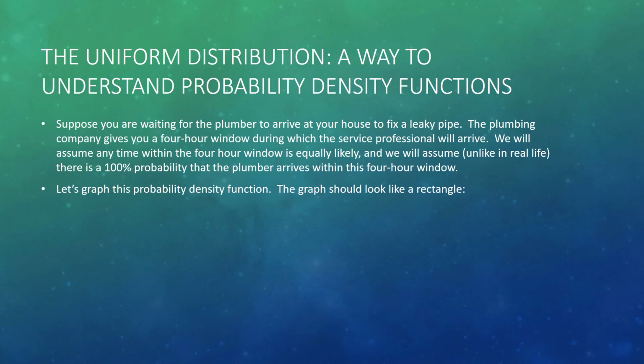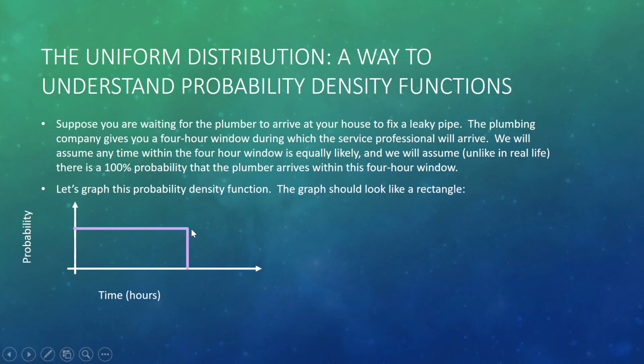Let's graph this probability density function. The graph will look like a rectangle. Notice that the graph is flat because the probability of the plumber arriving any time within the window is the same as any other time, as far as we know. Now we need to know what value should go right here on the graph and what value should go right here. Well, we know that this value on the x-axis, which is measuring the time in hours, should be 4 because we have a 4-hour window.